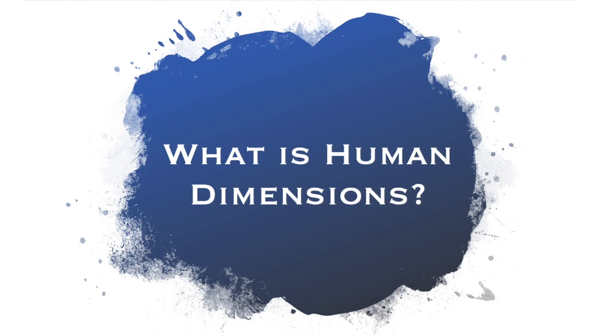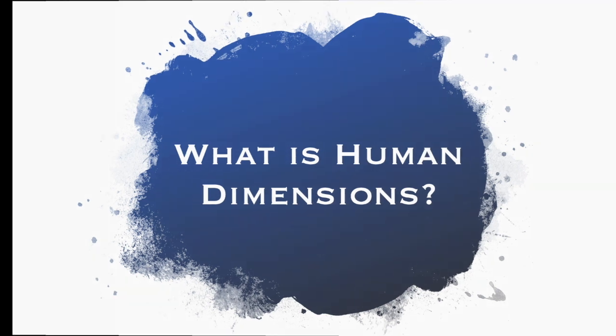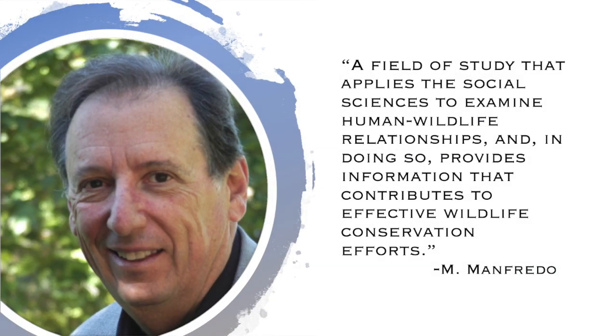To start things off, let's define human dimensions. According to leading expert Michael J. Manfredo, human dimensions is a field of study that applies the social sciences to examine human-wildlife relationships, and, in doing so, provides information that contributes to effective wildlife conservation efforts.